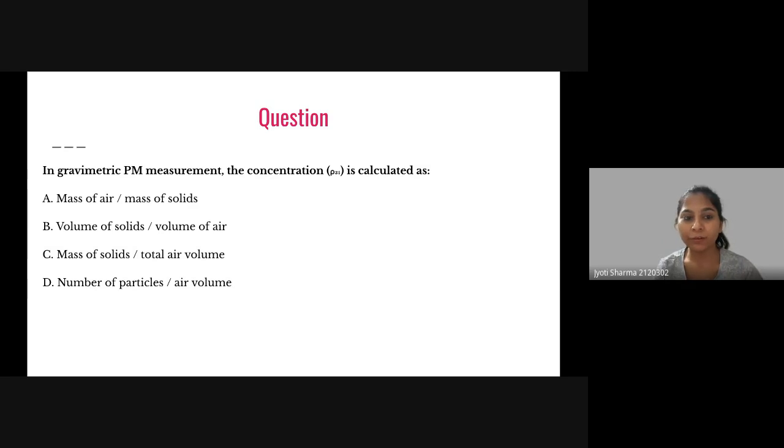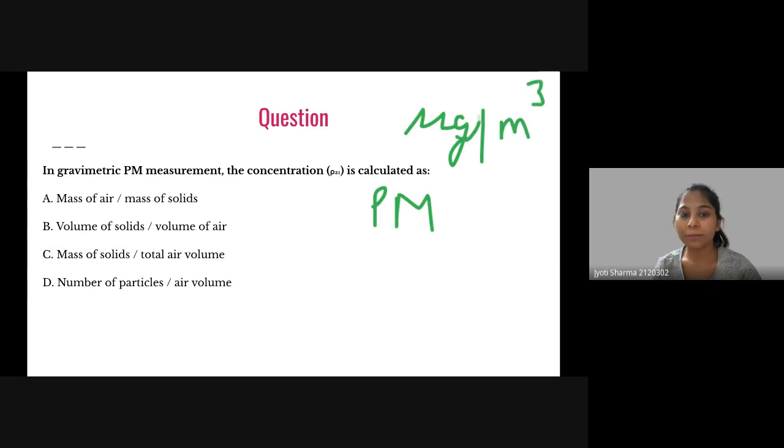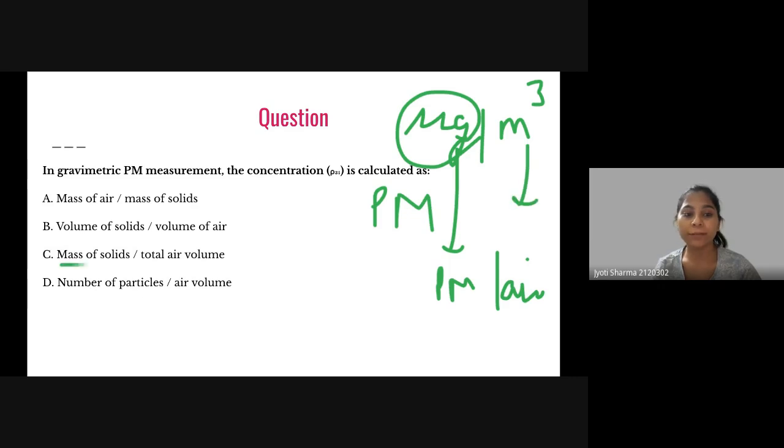Can you tell me the unit for particulate matter? It is something microgram per meter cube. Yes, so microgram. So this much gram of particulate matter in how much volume of air? So this meter cube is volume of air. So this is something like mass of solid divided by total air volume. So this is the unit of particulate matter.